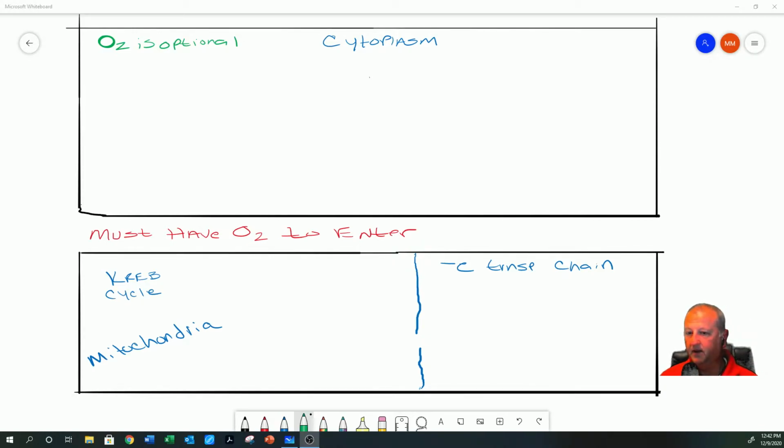All right, and then the second is the Krebs cycle. The Krebs cycle is in the mitochondria, and it's denoted right over here. But this is a sequence of reactions, metabolism of carbon chains of glucose, fatty acids, and amino acids. And again, as long as oxygen's present and everything goes right, we'll get carbon dioxide, some water, and some high energy.